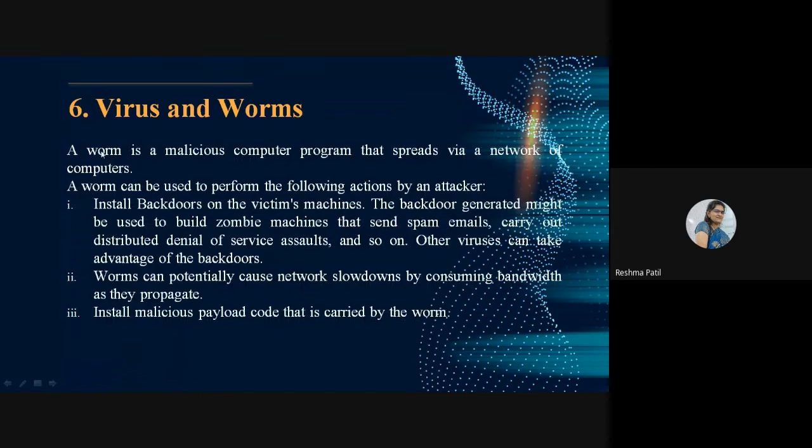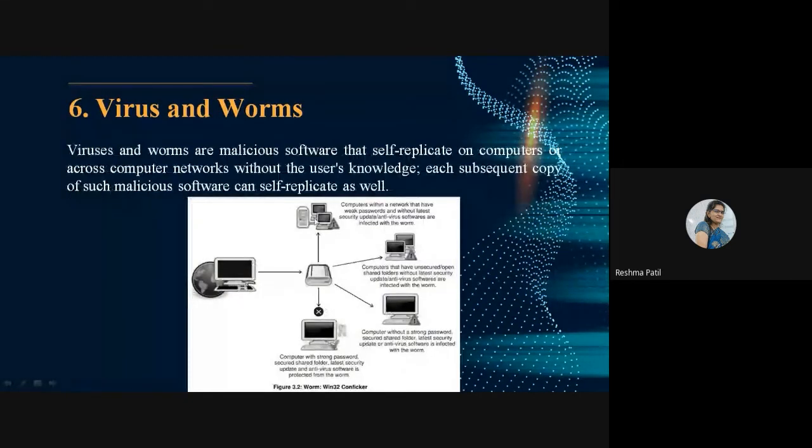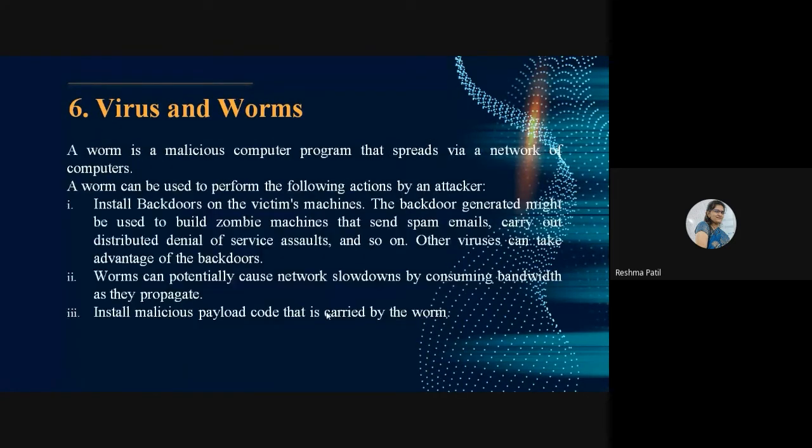Next, a worm is a malicious computer program that spreads via a network of computers. So here you can see all the computers are in a network and a worm can be shared using that. This is malicious software that can be spread using the network only. A worm can be used to perform the following actions by an attacker.